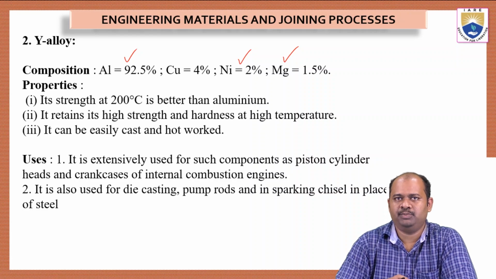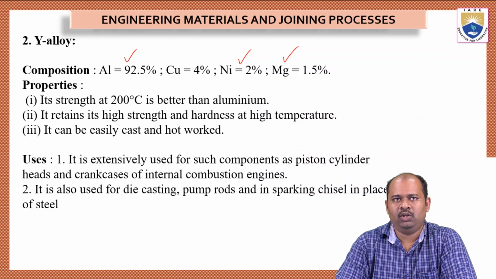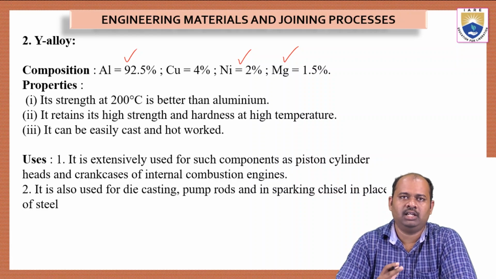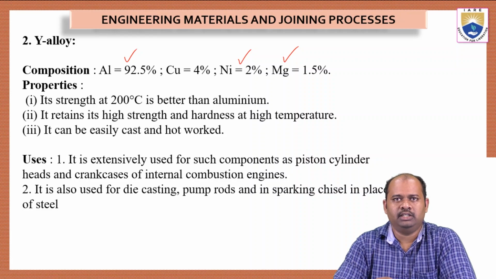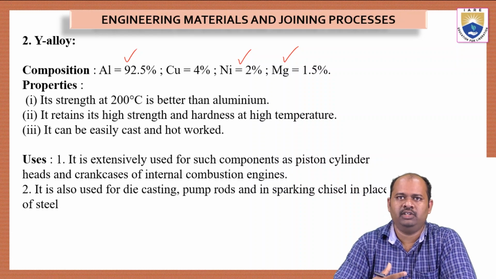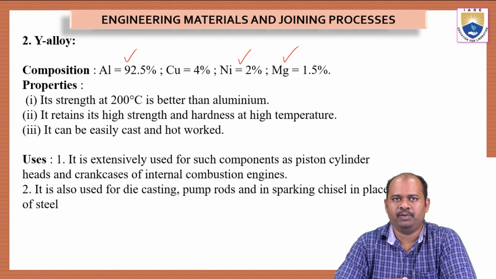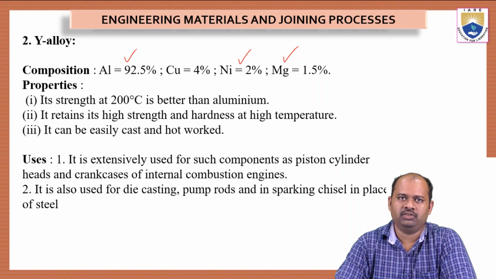Even so, because of this property, this Y alloy can be used at higher temperatures, like in internal combustion engines, and its body parts can be manufactured with Y alloy because its strength is higher than aluminum at a temperature of 200 degrees centigrade. It retains its high strength and hardness at high temperature. It can be easily cast and hot worked. So because of these properties, this Y alloy is widely used in the automobile industry.